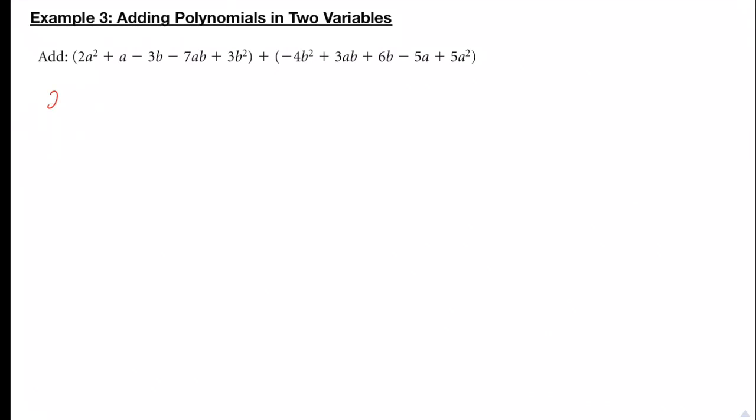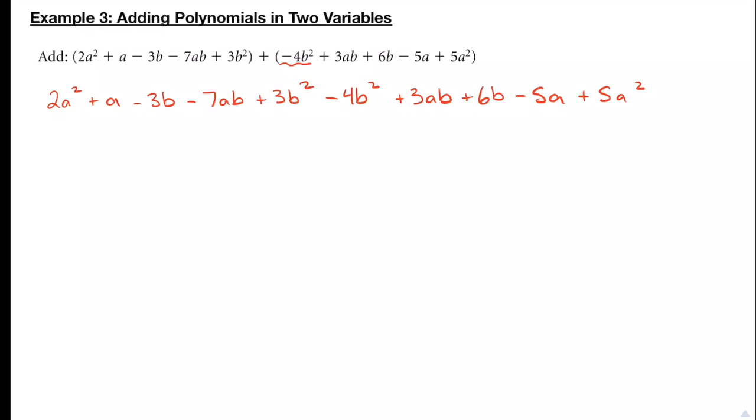So when I drop the brackets and ignore the plus sign in the middle, this is what I get. I get 2a squared plus a minus 3b minus 7ab plus 3b squared minus, which comes from this term, I'm ignoring the plus sign in the middle, minus 4b squared plus 3ab plus 6b minus 5a plus 5a squared.